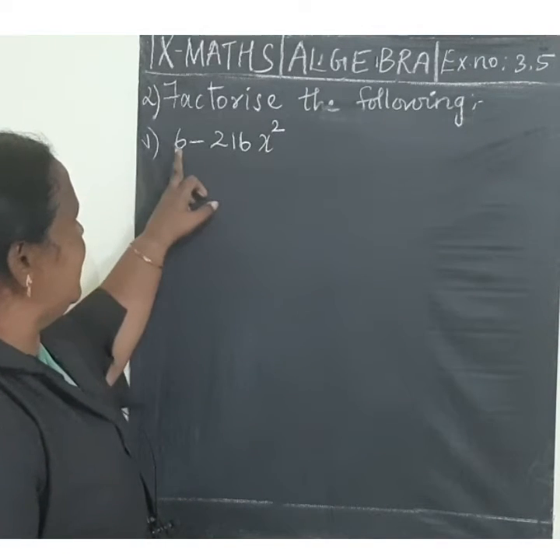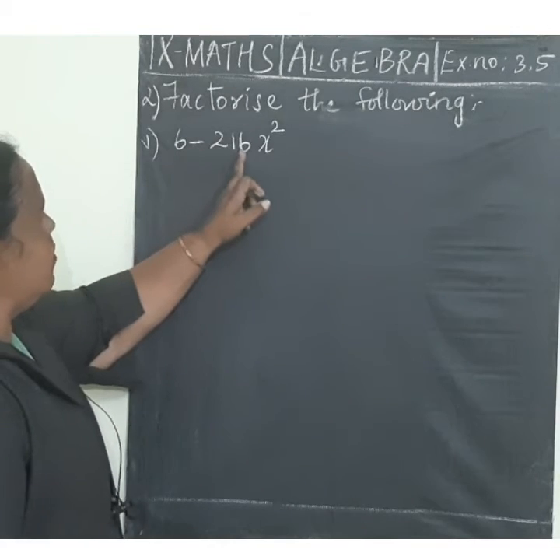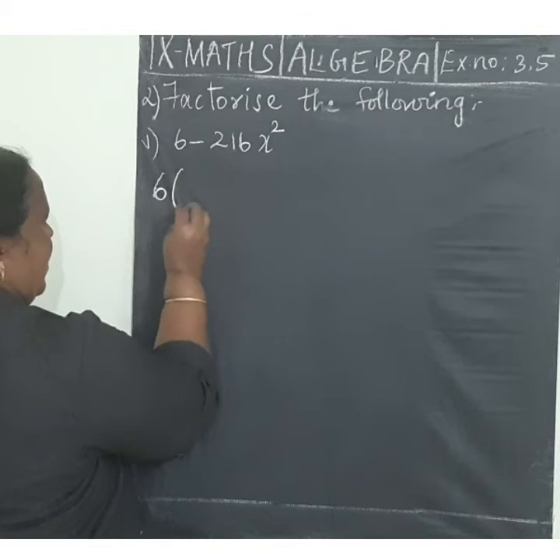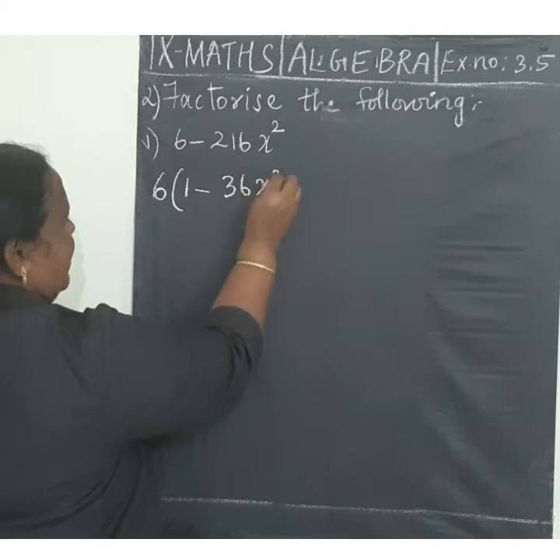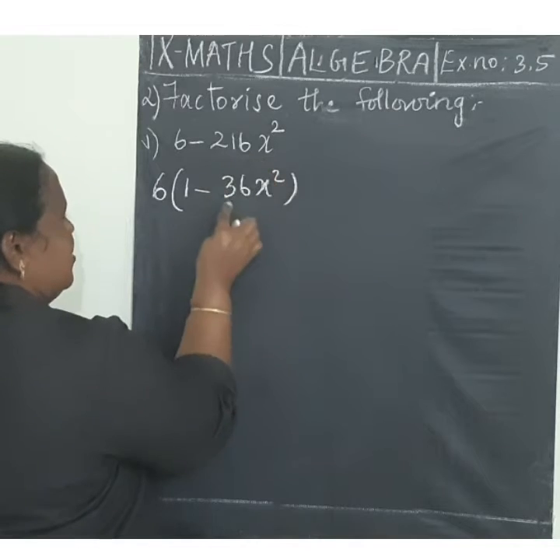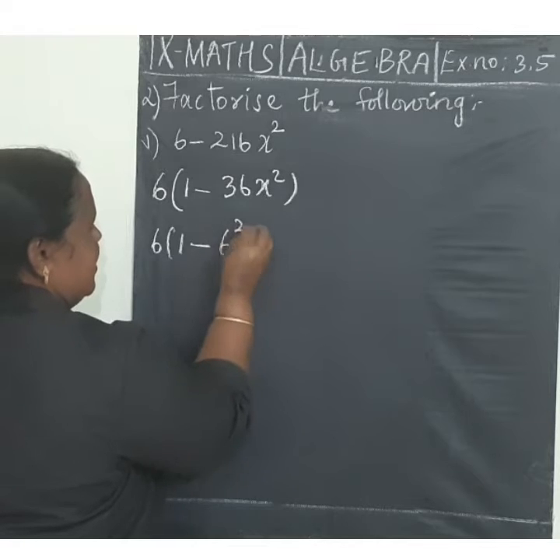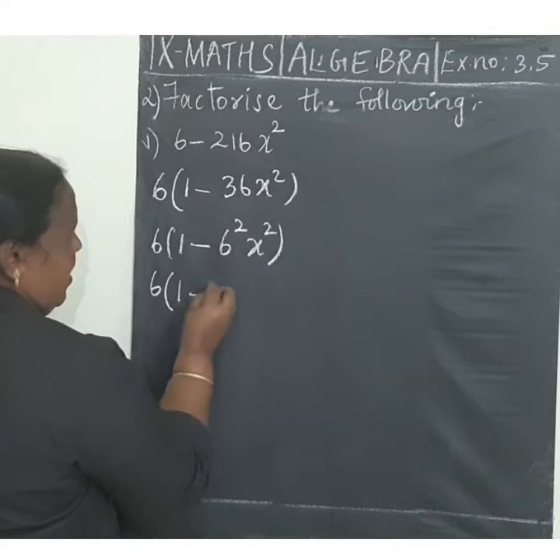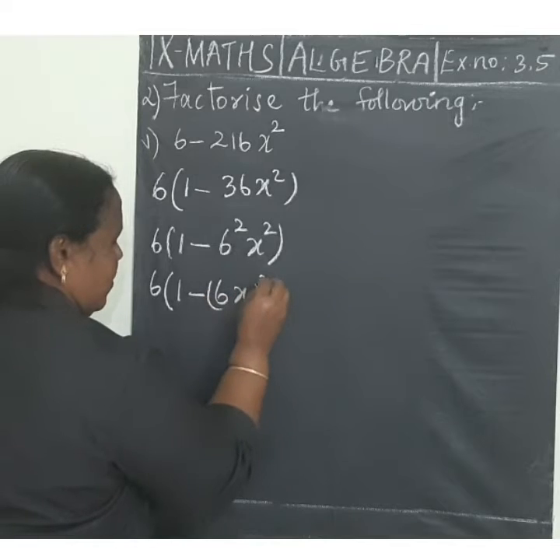Next, fifth subdivision, 6 minus 216 x square. So in the 6 minus 216 x square we can take 6 as a common. So 6 we have taken as a common means 1 minus 36 x square. So 6 into 36 is equal to 216. So this is 6 into 1 minus this 36, we can write it as 6 square x square. Again we can write the 6 into 1 minus 6 square x square. We can write it as 6x the whole squared.